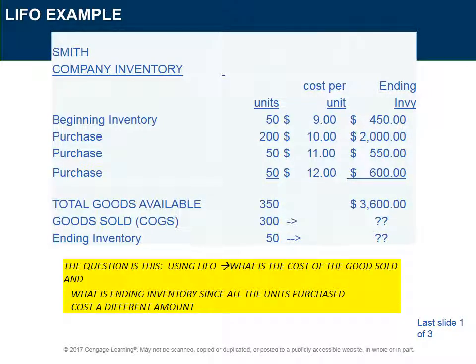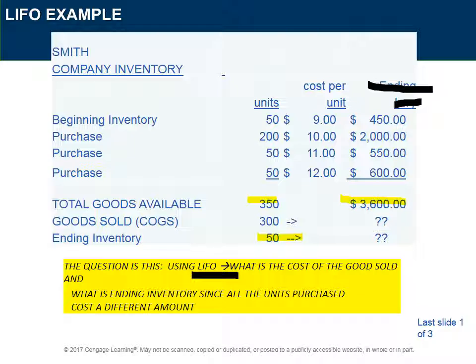LIFO, same scenario. Smith Company, 350 and 360. Get rid of my error up here. And let's look at using LIFO. What is cost of goods sold and what is ending inventory?